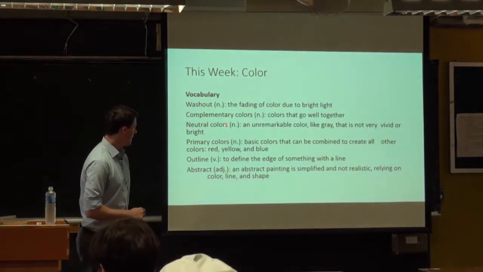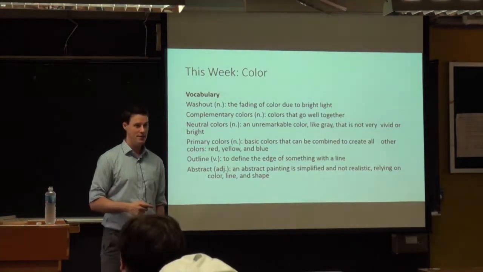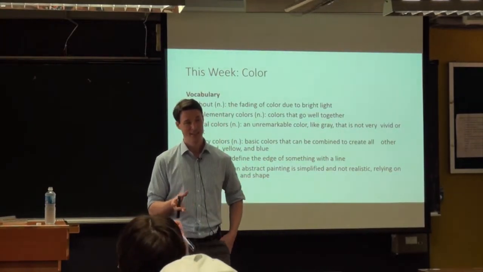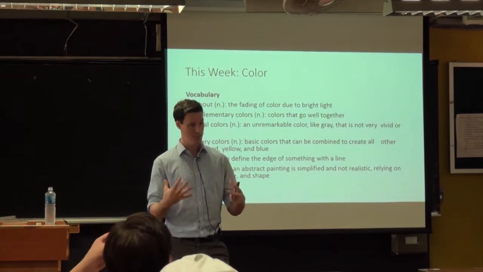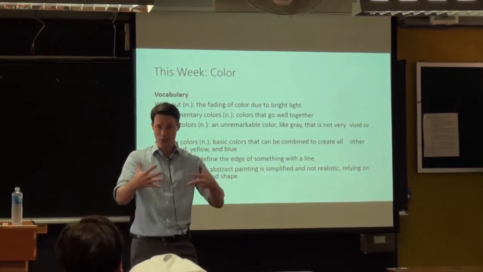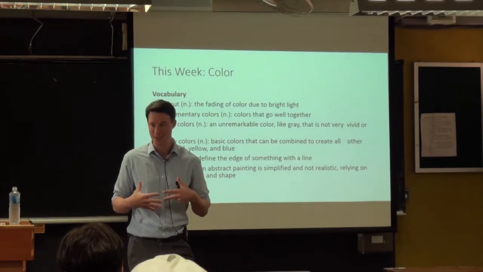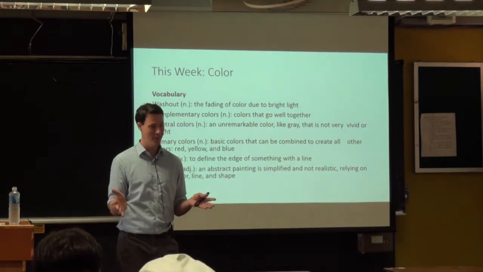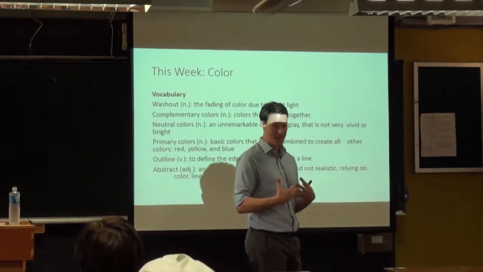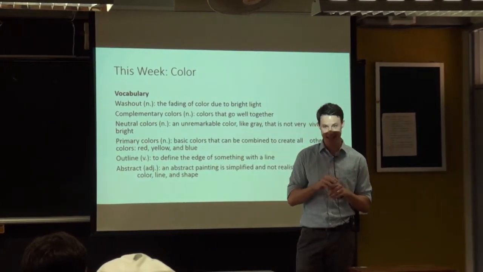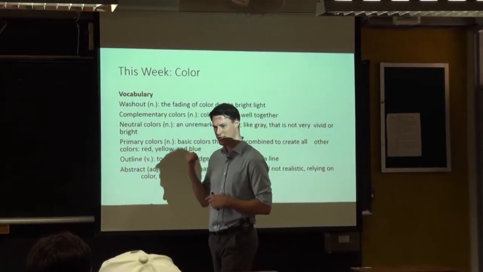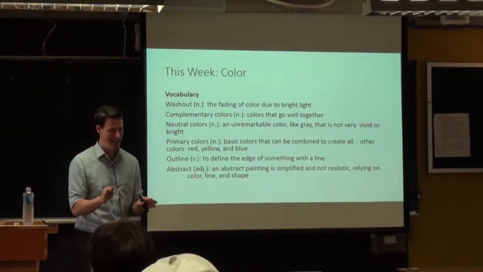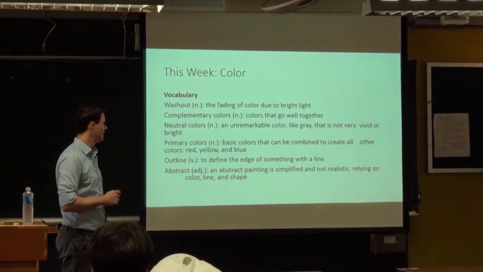Washout is a noun, the fading of color due to bright light. So as you know, maybe you've been to a play in the theater, and if someone is standing on the stage and they have a really bright light, the spotlight pointed at them, it makes them look all white, right? I mean, the brightness of the light kind of erases the color, okay? So that's what they mean by washout. The colors are a little bit faded, or washed out.